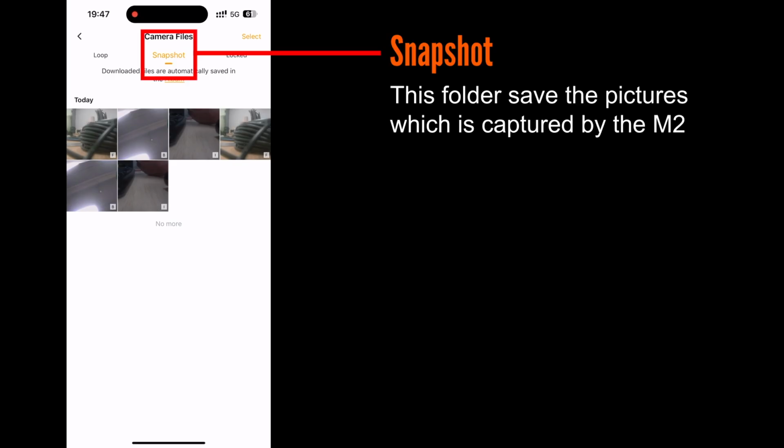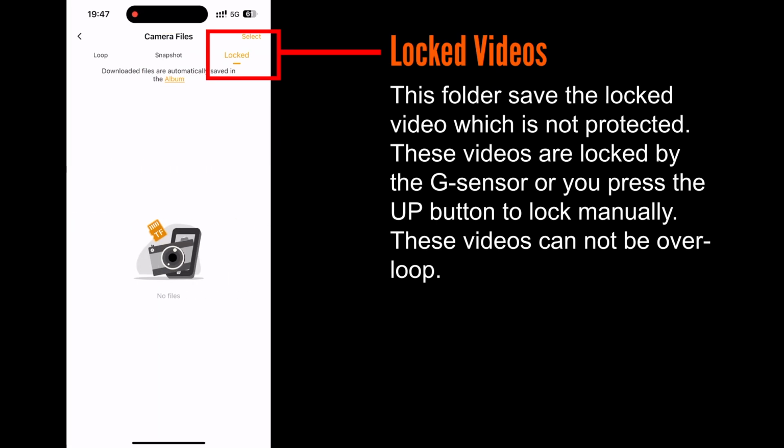The snapshot saves the photos you have taken with the camera. The lock saves accident videos that are locked by you or the G sensor. They won't be deleted when the SD card is about to be full. We recommend you press the menu button once there is a vital event happening, to let the video save in this lock folder in case you need it later.